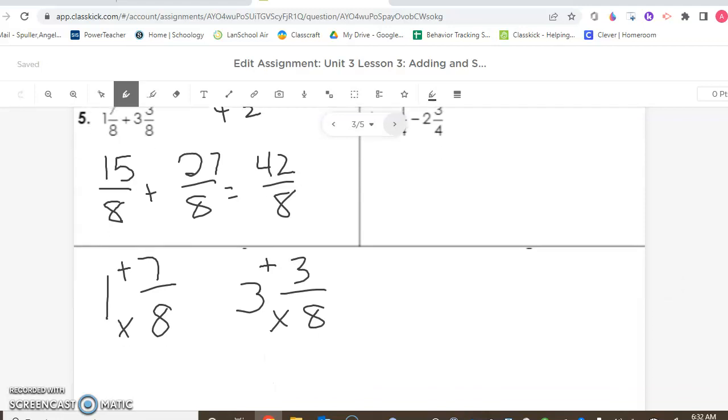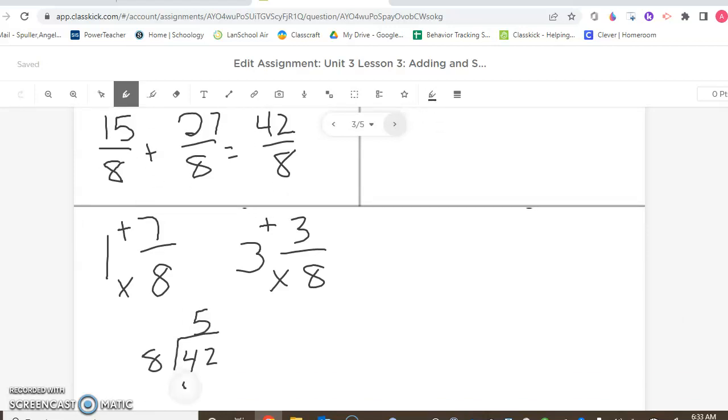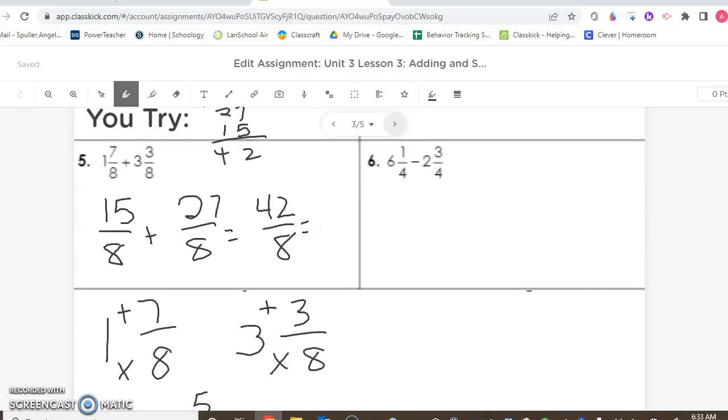Then I can come down here and say 42 divided by 8. 8 goes into 42 5 times, because I know 8 times 5 is 40. So that gives me 2 pieces left over. So this becomes 5 2/8. I could simplify it again by dividing both of these by 2.